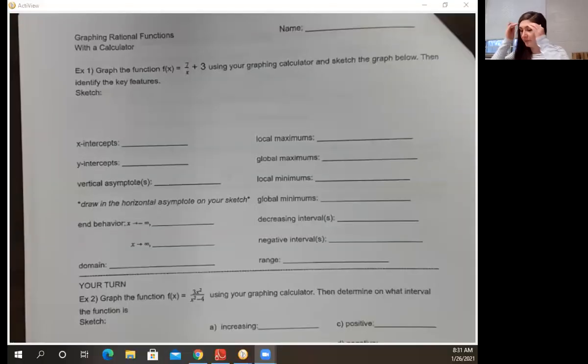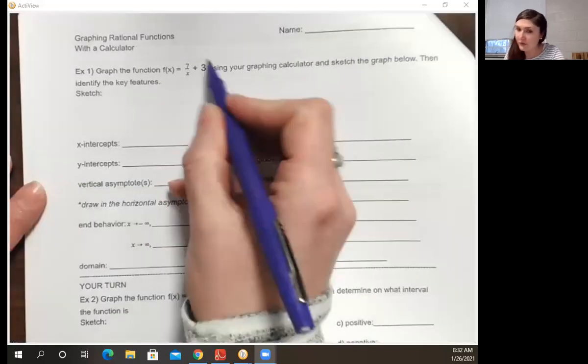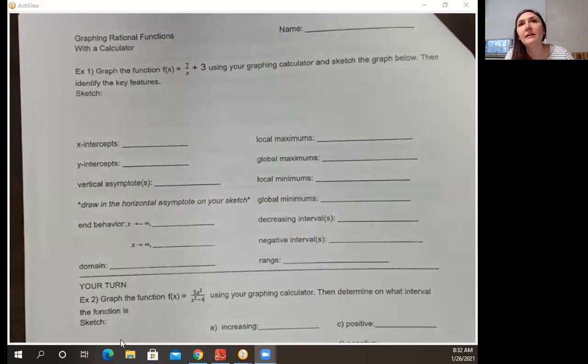Hi guys, today we're going to talk some more about graphs of rational functions and finding key features on our calculator. So we are going to be on page 32 in your notes, and we're going to need our TI-Nspire calculators for today. For our first example, I'm going to go ahead and graph this function, which I've done already in my calculator.